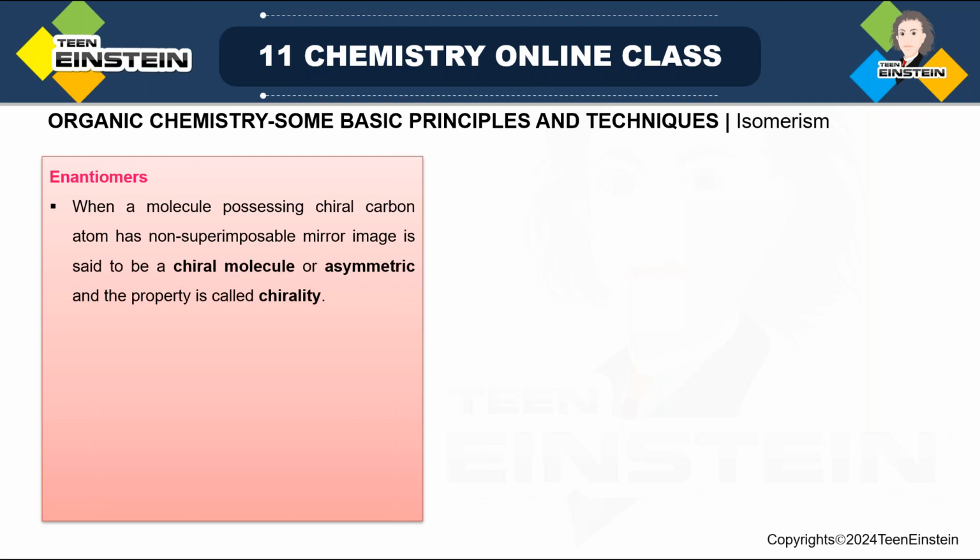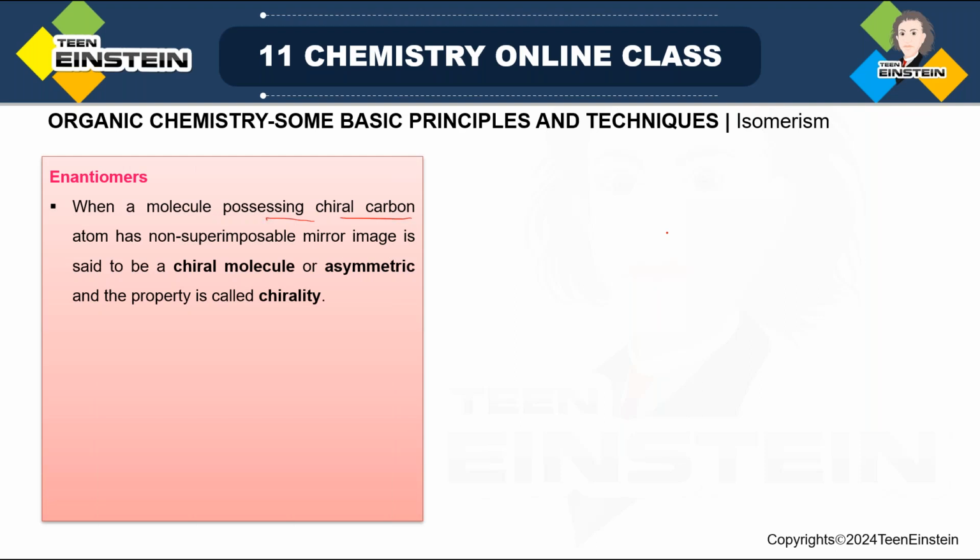So what are enantiomers? That we have to know first. When a molecule possesses a chiral carbon. Now what is a chiral carbon? What is a superimposable mirror image? What is a non-superimposable mirror image? Everything we have discussed in the last class, right?